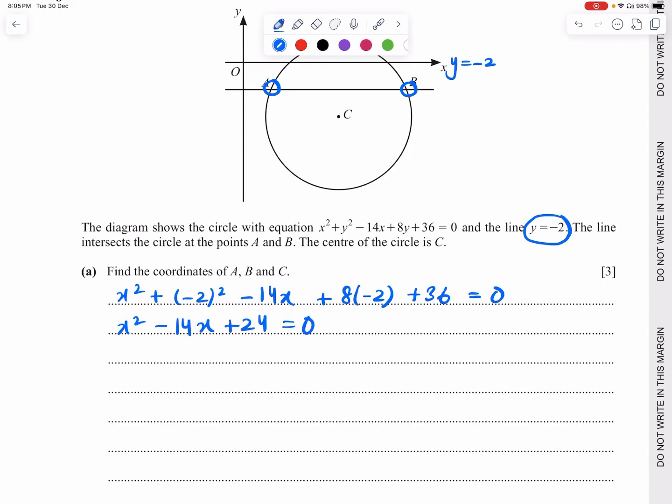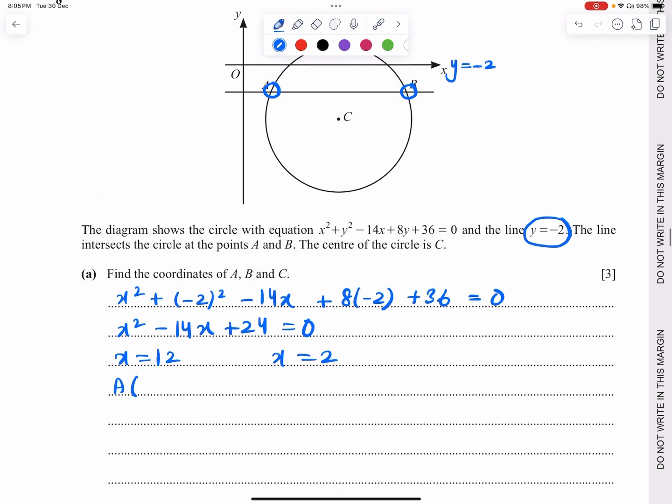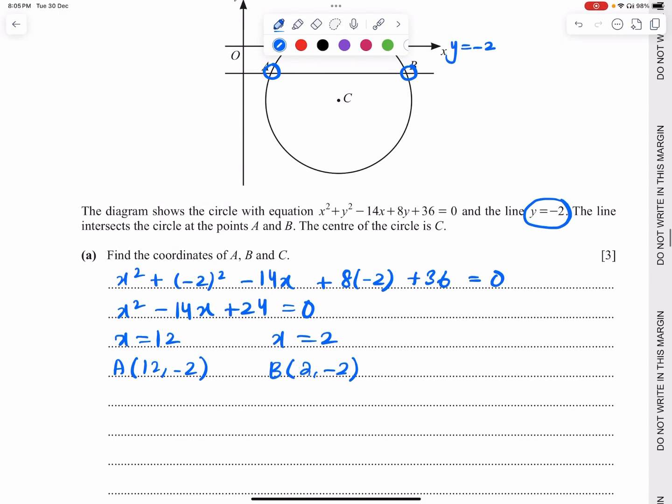Again, a quadratic equation. You can do this by middle term breaking or by showing the quadratic formula steps. I'm going to fast forward and use my calculator to do this. That's going to be x is equal to 12 and x is equal to 2. And therefore, I can say A is 12 comma negative 2 and B is 2 comma negative 2. All right. Now let's have a look at C.